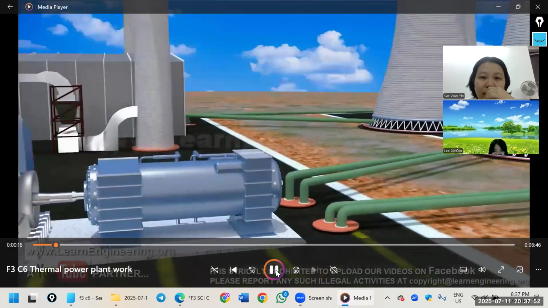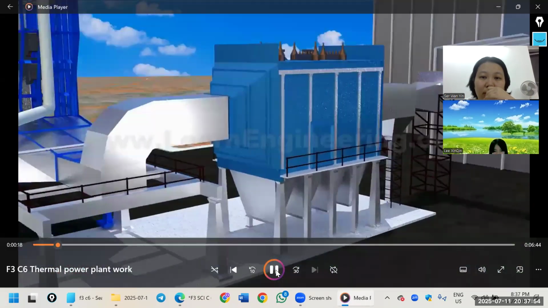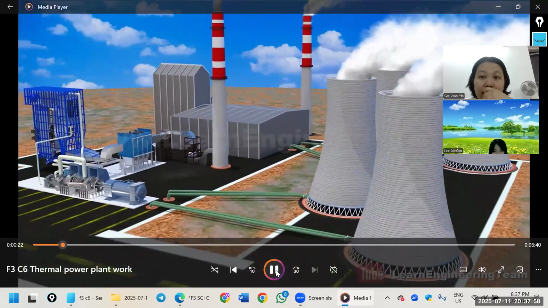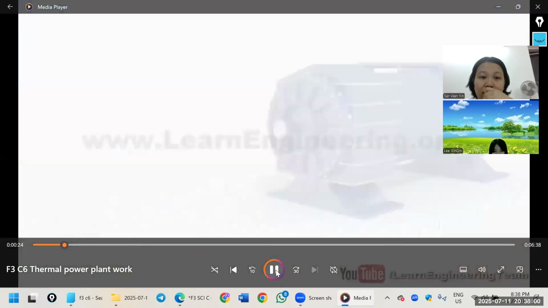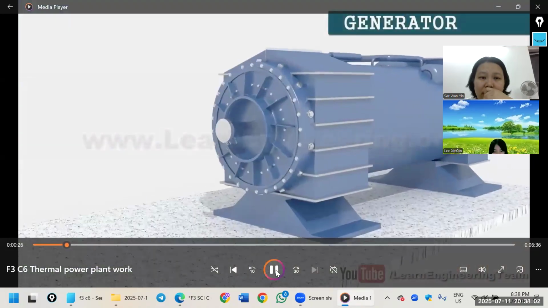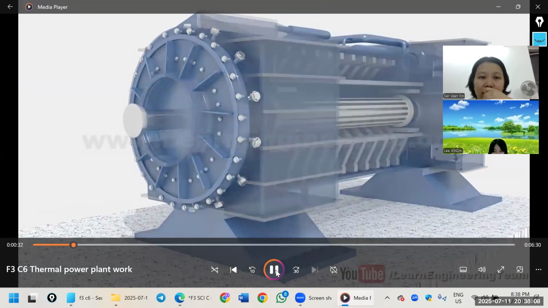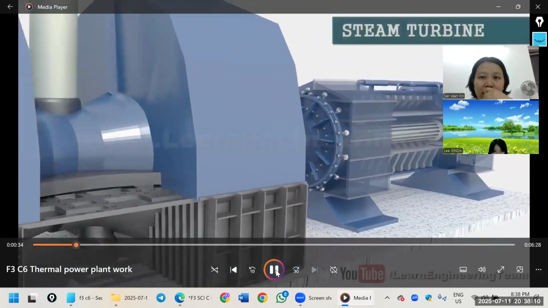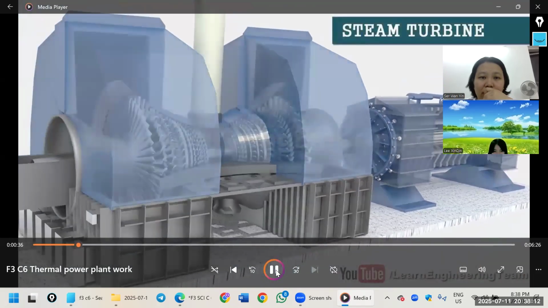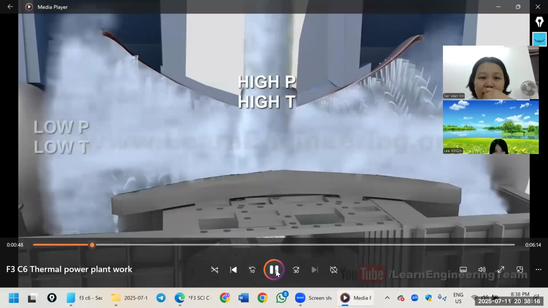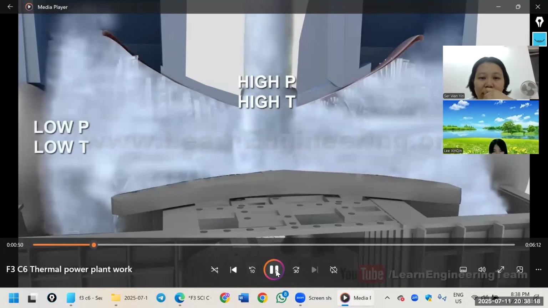In this video, we will see how a coal-based thermal power plant achieves this in a detailed step-by-step manner. By turning the shaft of this generator, we will be able to generate electricity. The generator derives motion from a steam turbine, the heart of the power plant. As the turbine absorbs energy from the high-energy fluid, its pressure and temperature drop.